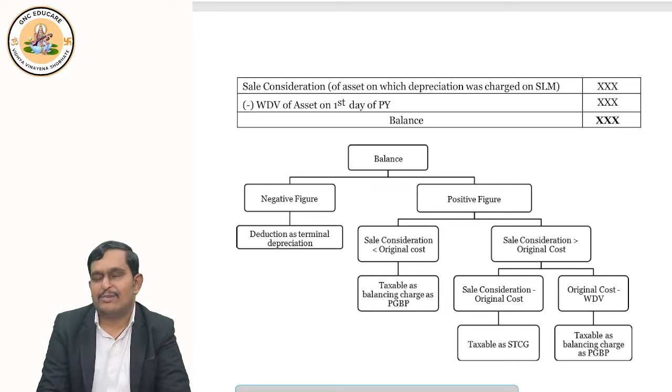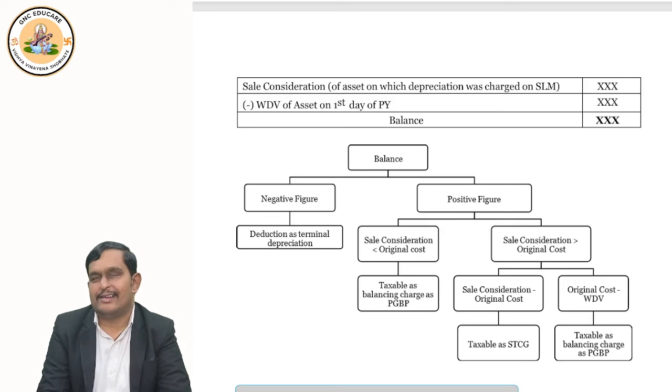Yeah, let me explain to you once again. Okay, little confusion for all of you. So I'll have to just repeat the things again. Whatever I said regarding positive, just forget. Listen to me carefully again. Sale consideration is 1 crore. Then I said that WDV is 40 lakhs. No, WDV is 60 lakhs. Correct. Finally, we got some balance, that is 40 lakhs.